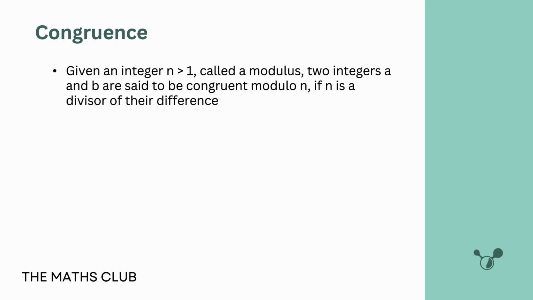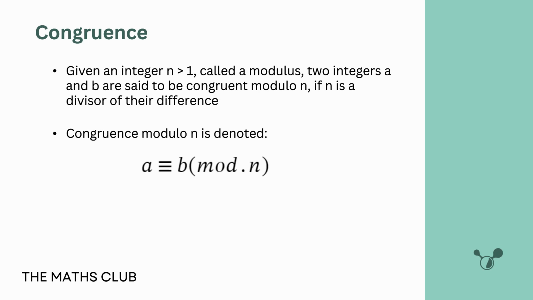Two integers a and b are said to be congruent modulo n if n is a divisor of their difference. Let's move further. Congruence modulo n is written as a, with a triple equal sign, b mod n. Now, how can we relate it to what we already know?